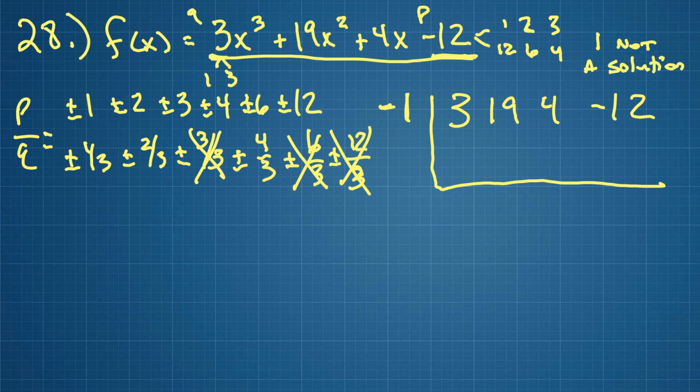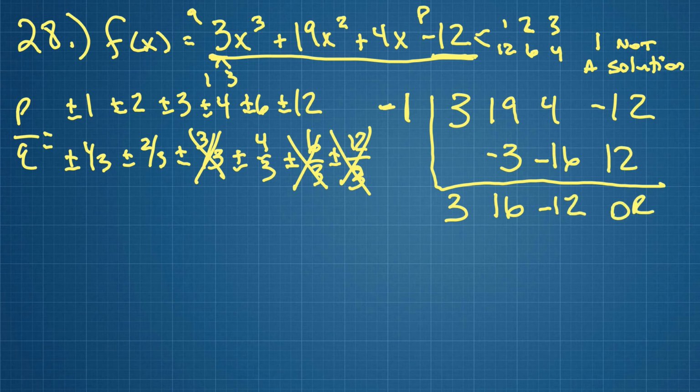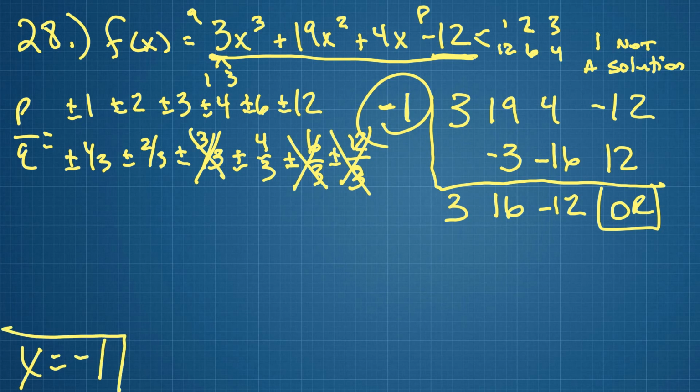So now I'm going to make that negative. 3 times -1 is -3. I get 16. -16 gives me -12. Negative and negative is +12. -1 works. So I know I have x equal to -1 as a solution.